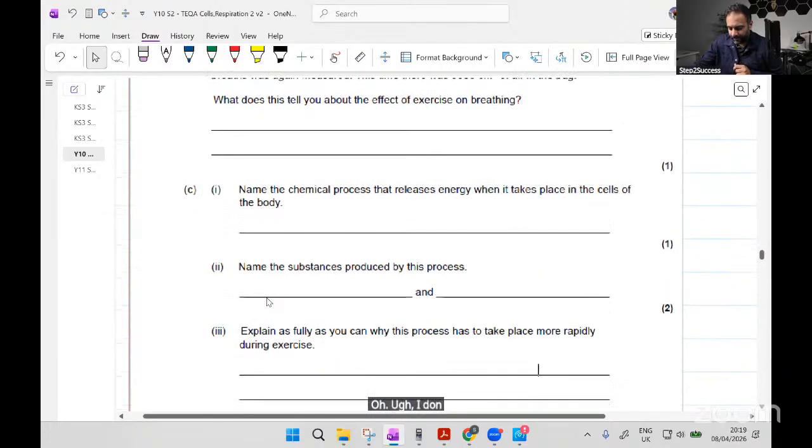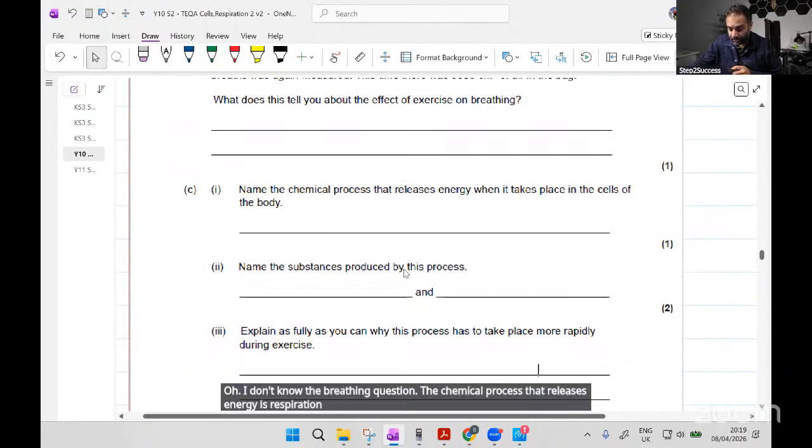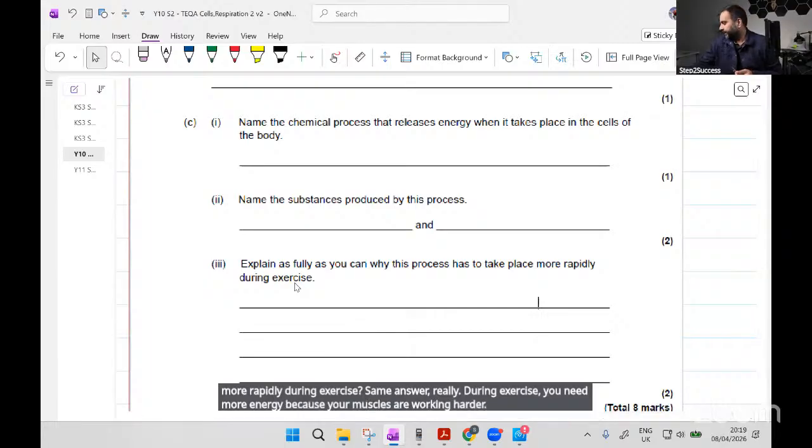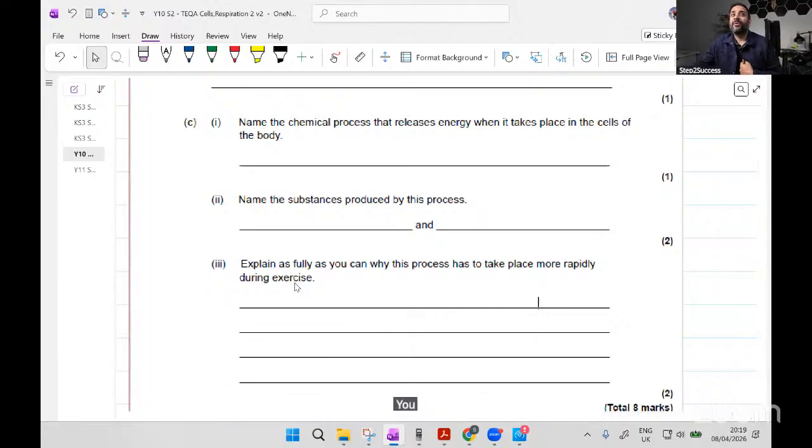Not really the breathing question. The chemical process that releases energy is respiration. The substances produced, make sure you read the question carefully, carbon dioxide and water. Why does this have to take place more rapidly during exercise? Same answer, really. During exercise, you need more energy because your muscles are working harder. You would therefore need to respire more quickly to release more energy.